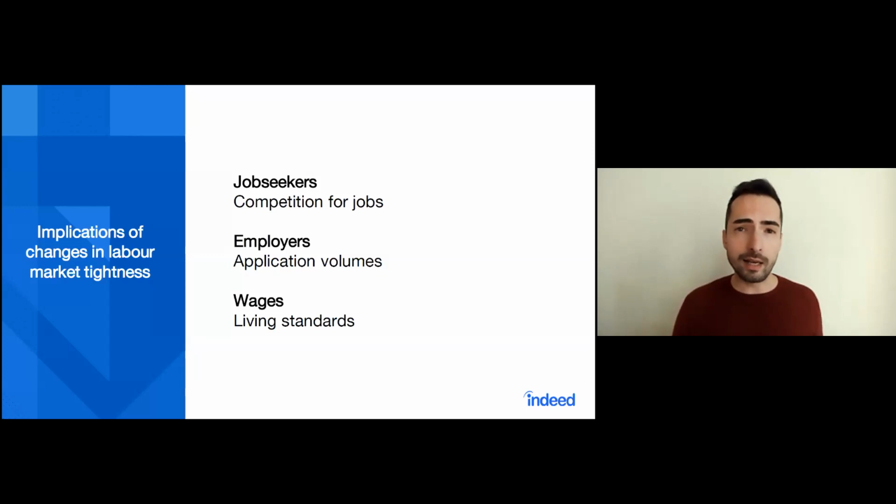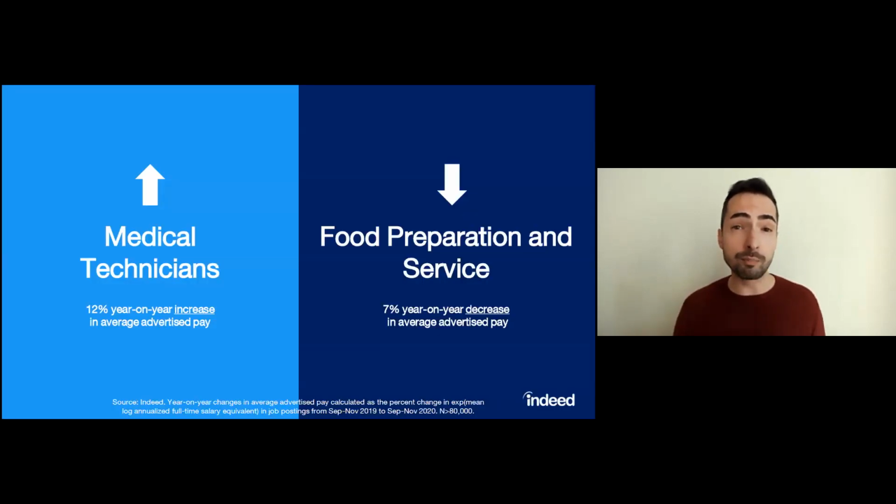And on the next slide, I'd like to show you that we are beginning to see some possible signs of that in the job posting data, where, for example, medical technicians, where we've seen a decline in clicks per job posting, are the occupation with the biggest year-on-year increase in average pay, of 12%. Whereas food preparation and service is an example of an occupation where we've seen a big increase in clicks per job posting, so a big increase in job seeker interest relative to demand for new workers. And that is also one of the occupations with the biggest falls in average advertised pay, a decline of 7% year on year, which is pretty substantial.